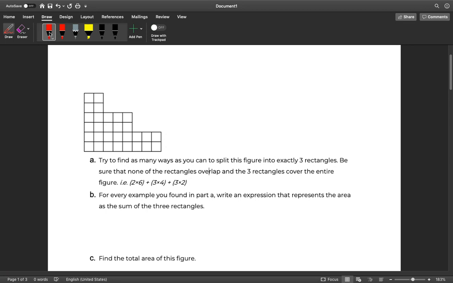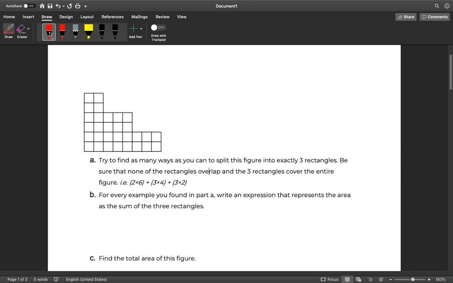And we're here looking at a figure that has a lot of square tiles put together to make this strange shape. Okay, so the directions tell us to try to find as many ways as you can to split the figure into exactly 3 rectangles. Be sure that none of the rectangles overlap and that the 3 rectangles cover the entire figure. Part B is for every example you found in Part A, write an expression that represents the area as the sum of the 3 rectangles. And then Part C is find the total area of this figure.